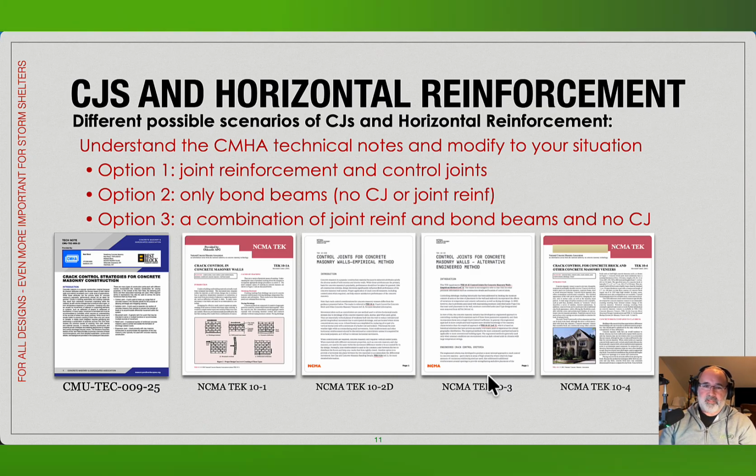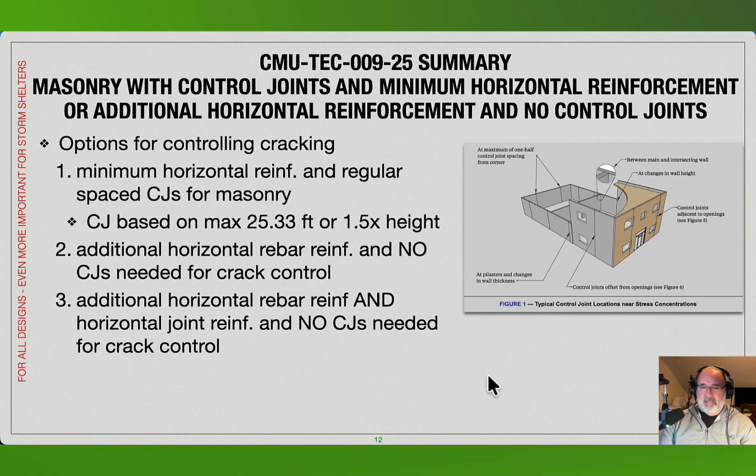So there's kind of a balance. The less horizontal reinforcement, the more control joints you would want, but the more horizontal reinforcement, the less control joints that you need. So we'll talk about that a little bit more, but again, this guide kind of walks it through. Again, the minimal horizontal reinforcement and regular movement joints, that's when you have the joints at 25'4" or 1.5 times the height, and then again, a few other criteria factors there. But again, we have a second option and even a third option.